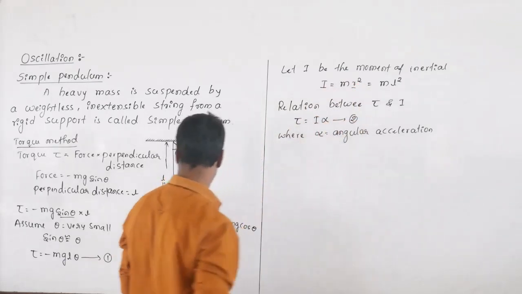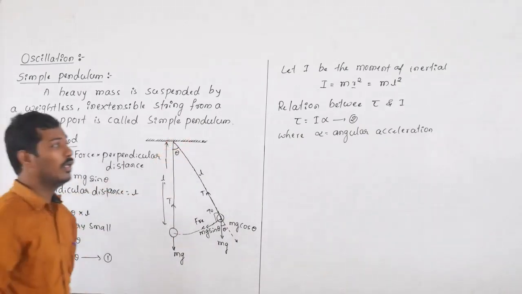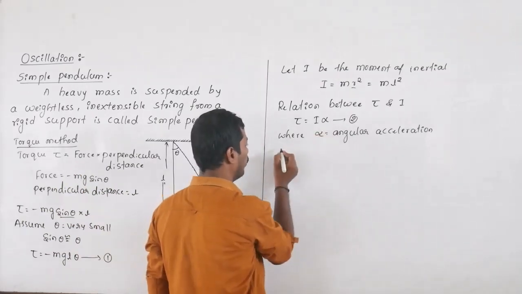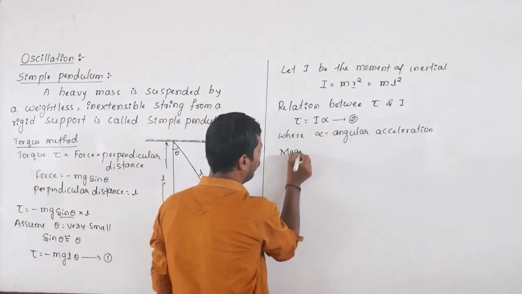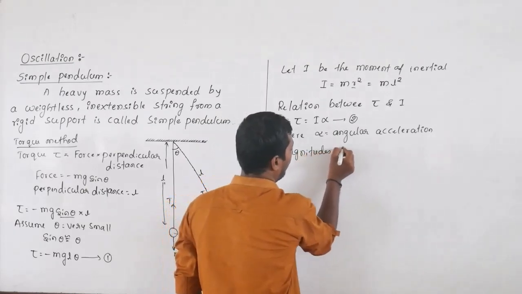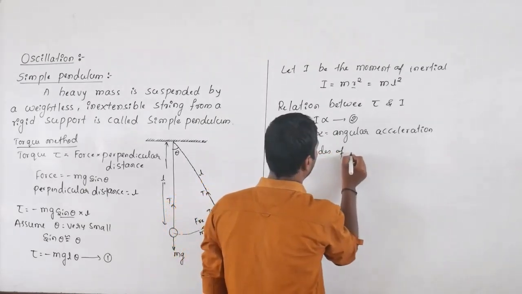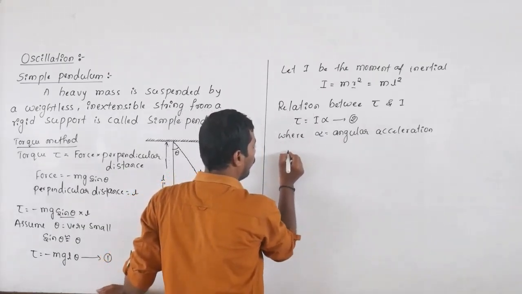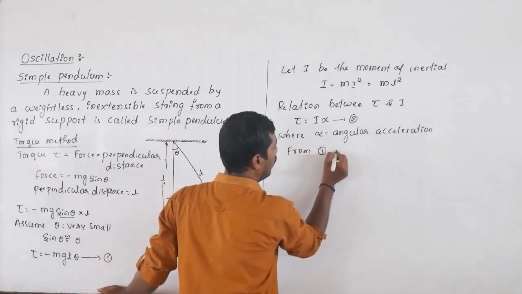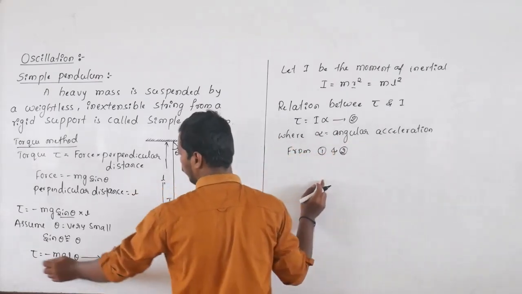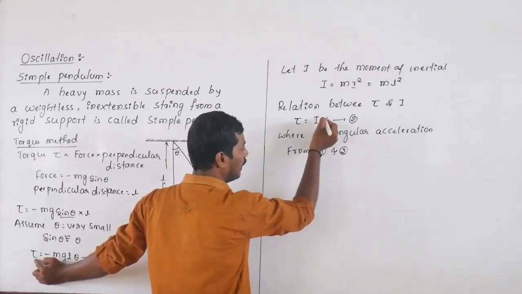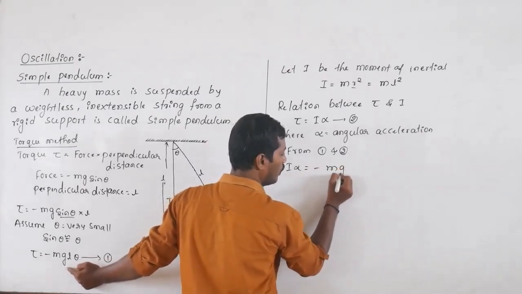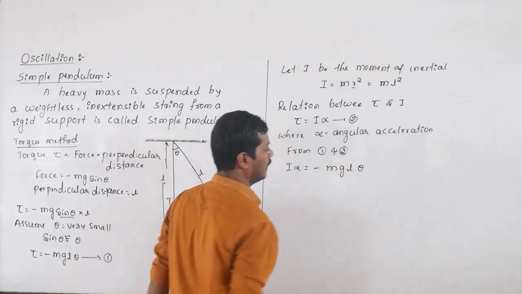Equation number 2 is there. Here equation number 1, here equation number 2. If you equate those two, the magnitude of torque, you can take like this. Now, from equation number 1 and 2, torque is equal to I alpha, that is equal to what? Minus of M into G into L into theta.